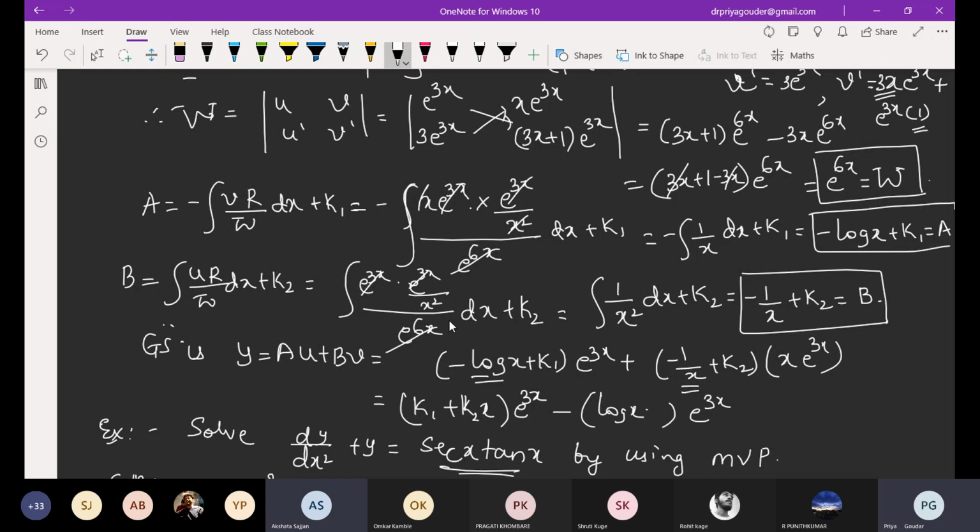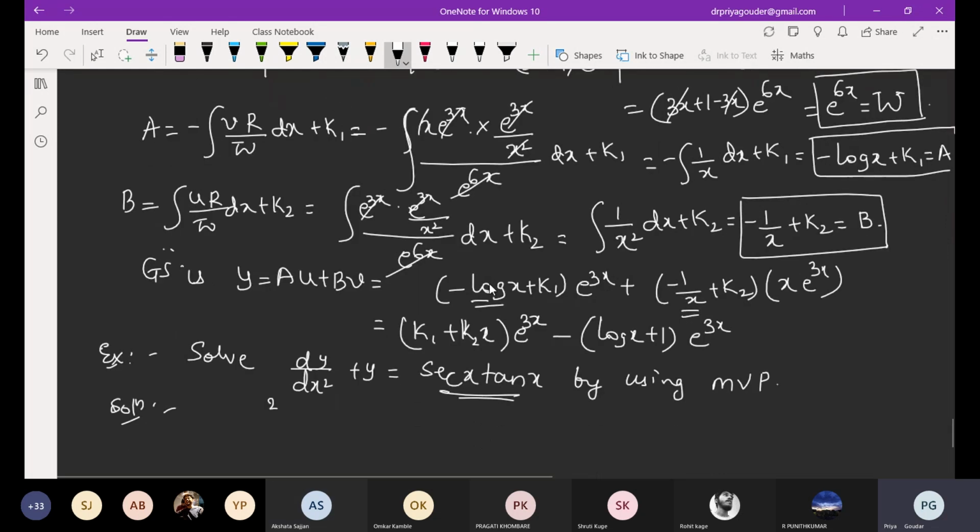Plus 1. Outside we have taken minus, no? That's why I'm writing it as plus 1. Is the part clear? How are we feeling about the method of variation of parameters?